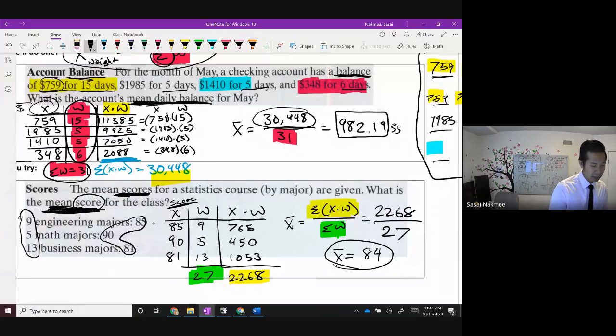The average score in this class was 84, which I hope makes sense because the highest average was 90 and the lowest average was 81. With the weights in mind, the average of the class as a whole comes out to 84.